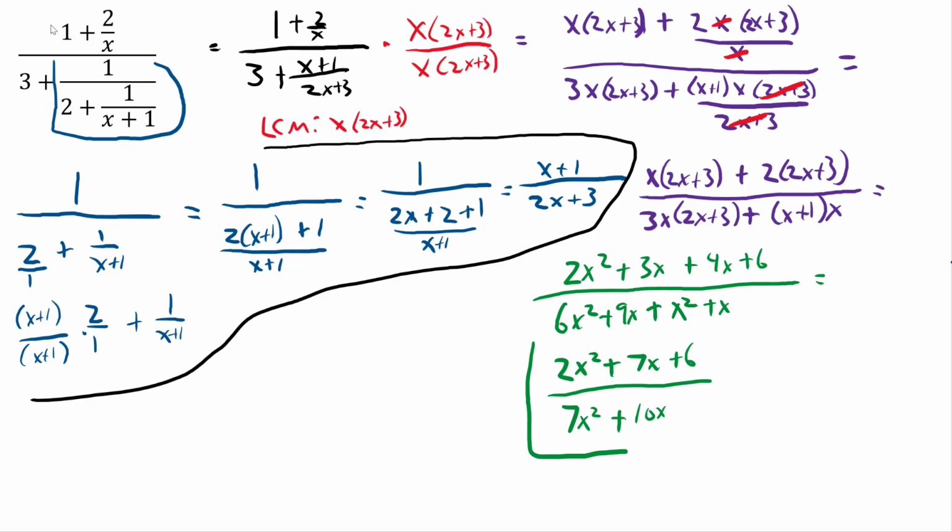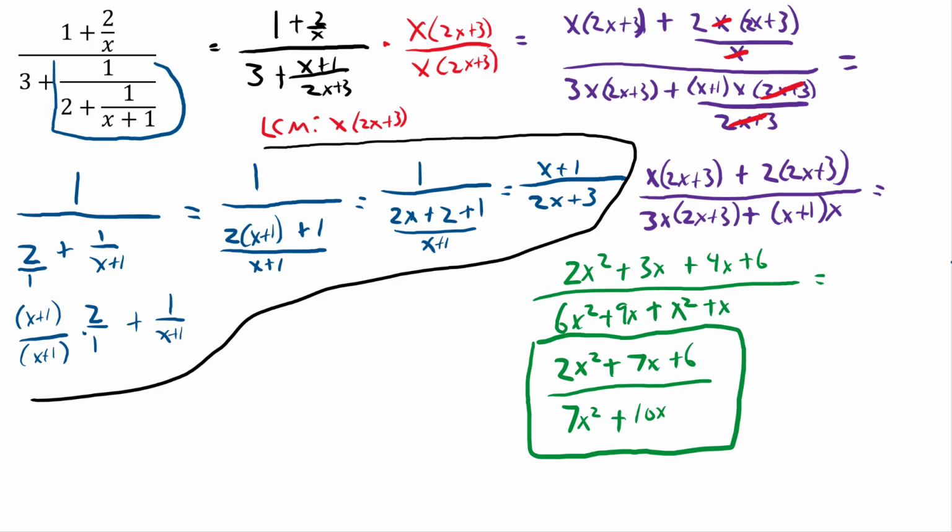So the overall answer for the simplified complex fraction of this big problem we started out with over there is just 2x squared plus 7x plus 6 all divided by 7x squared plus 10x. Now, you can check this out by putting a number in for x up here in the top equation, and down here the same thing for the bottom equation to make sure it works.